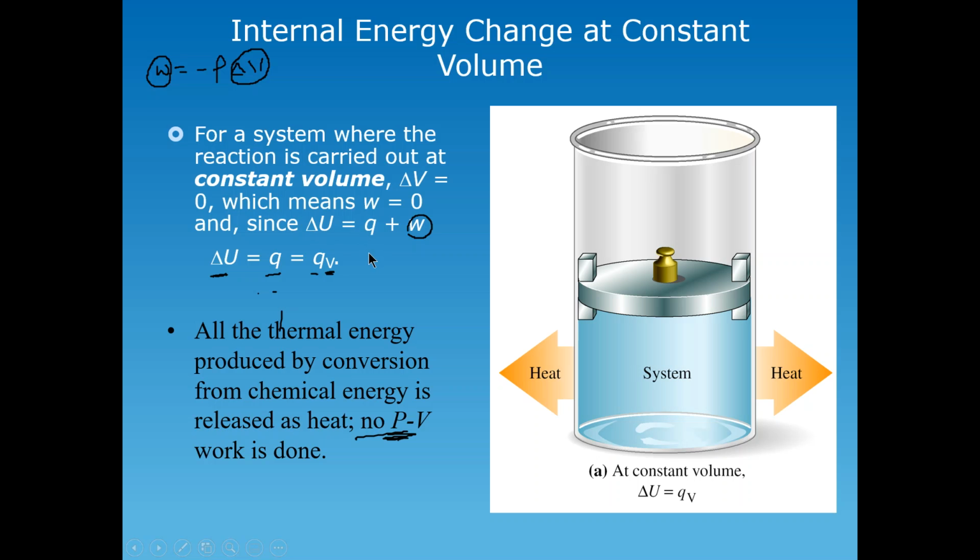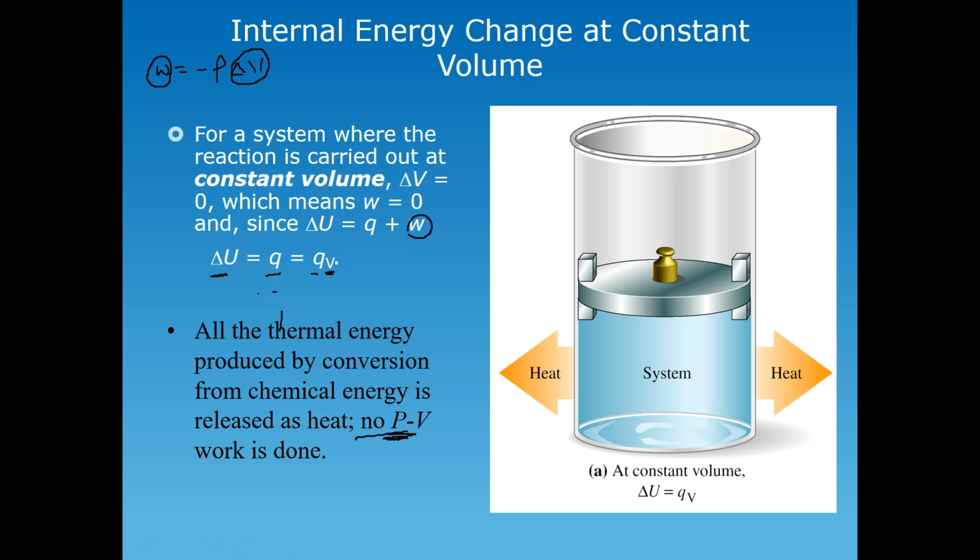Now, let's say we have a process occurring where the volume remains constant. Based on this equation that we dealt with before, if the volume remains constant, that means that delta V is zero. And if delta V is zero, that means that the work done on the system would be equal to zero as well. So since W is equal to zero here, delta U will be equal to Q, which is equal to QV. QV basically means the heat change under constant volume conditions.